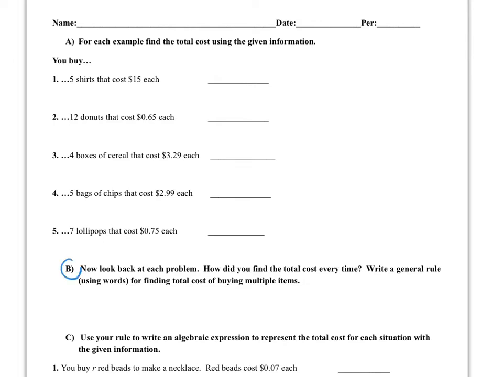So on part B here, after you've completed all of part A 1 through 7, what we're looking for again in words is, in each case, how did we find the total cost? And so like for the cost for the shirts, we would have done 5 times 15, and the donuts would have been 12 times 65 cents, so on and so forth. And so the way in which we did it, it was the number of items times the cost per item. That's what we're looking for using words.